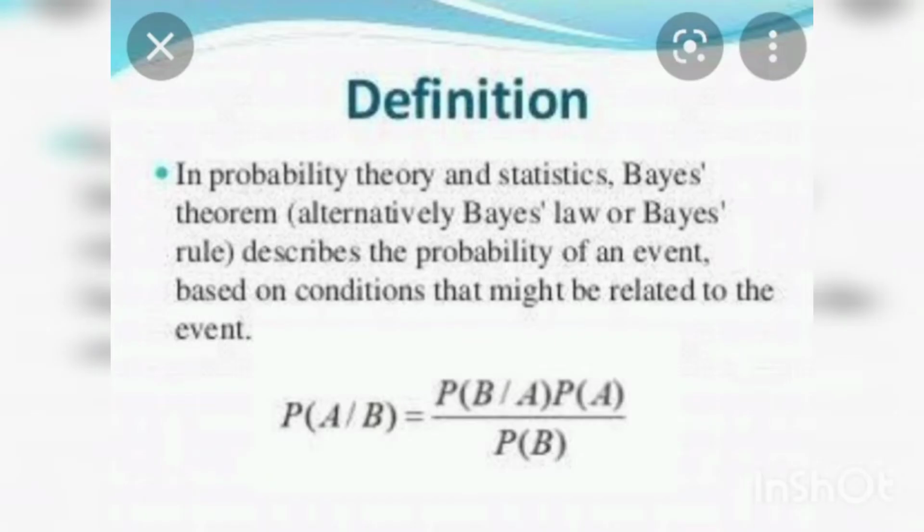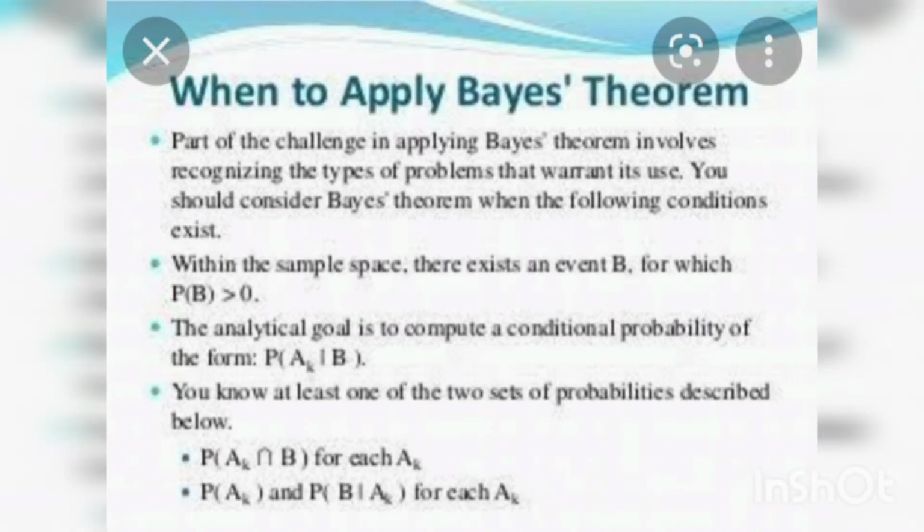According to the Bayes theorem, in probability theory and statistics, Bayes theorem, also known as Bayes law or Bayes rule, describes the probability of an event based on conditions that might be related to the event. Suppose P of A given B is equal to P of B given A, P of A divided by P of B, where P of A given B is the posterior probability.